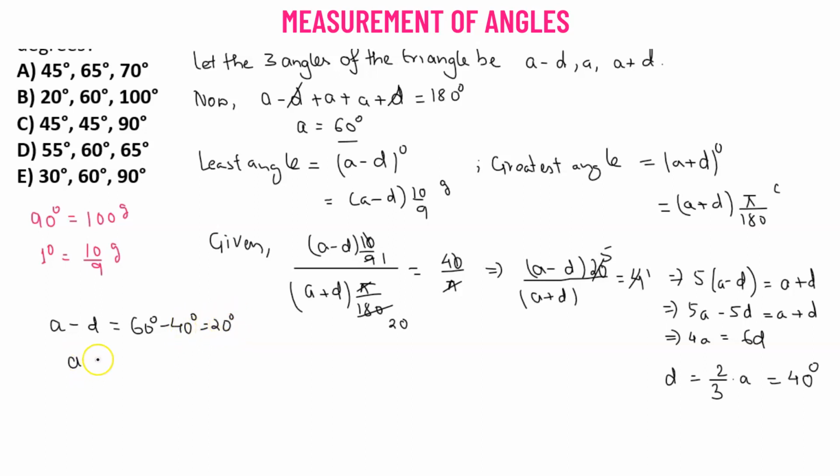Then we have the center angle, or the middle angle, which is A, so this is going to be 60 degrees. And then we have A plus D, so A is 60 degrees added to D, which is 40 degrees, so that sums up to 100 degrees. And clearly we observe here that option B is going to be the correct answer.